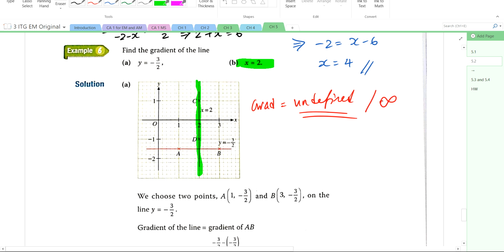Gradient equals to undefined. What does this word undefined mean? Or infinity? Why infinity? You know why infinity? No, this horizontal line also goes on forever. So what does gradient undefined or gradient infinity mean? What does infinity mean to you? I don't want to go there. What does infinity mean to you? Never ends. You mean like 0.11111, this is infinity? No, right? Okay, what does infinity mean?